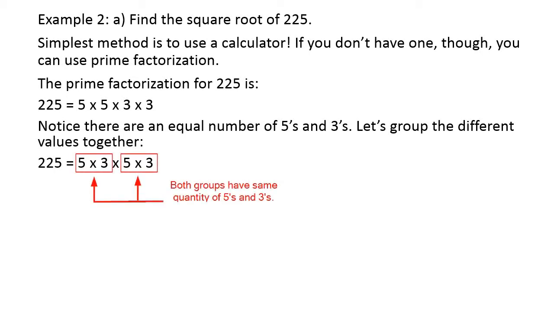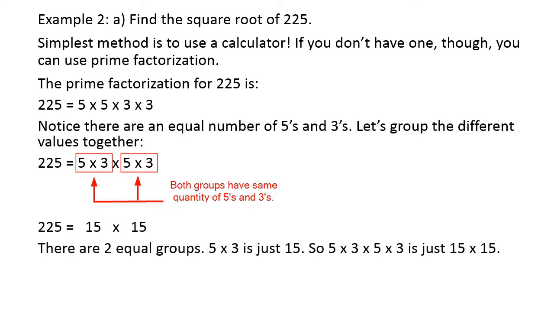Both of these groups here have the same quantity of 5's and 3's. And we can rewrite the 5 times 3 groups as just a 15. So 15 times 15, there are two equal groups. 5 times 3 is just 15, so 5 times 3 times 5 times 3 is just 15 times 15, and thus the square root of 225 is 15. 15 times 15 is equal to 15 squared is 225.